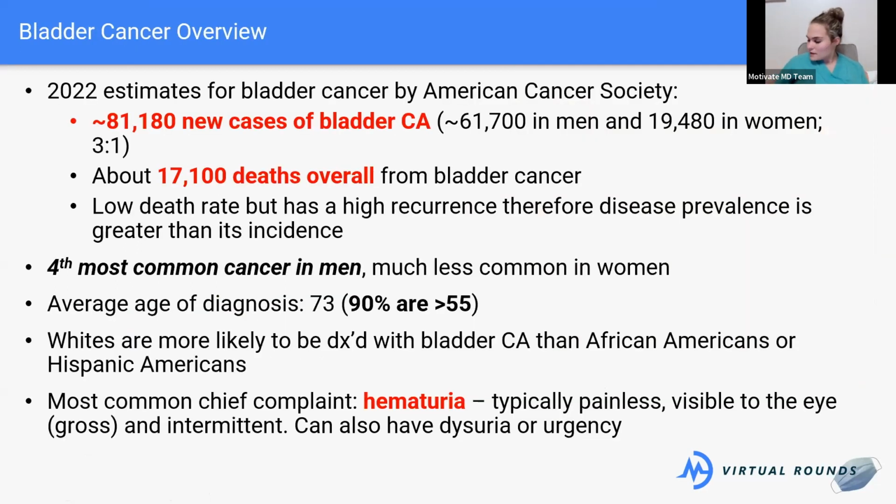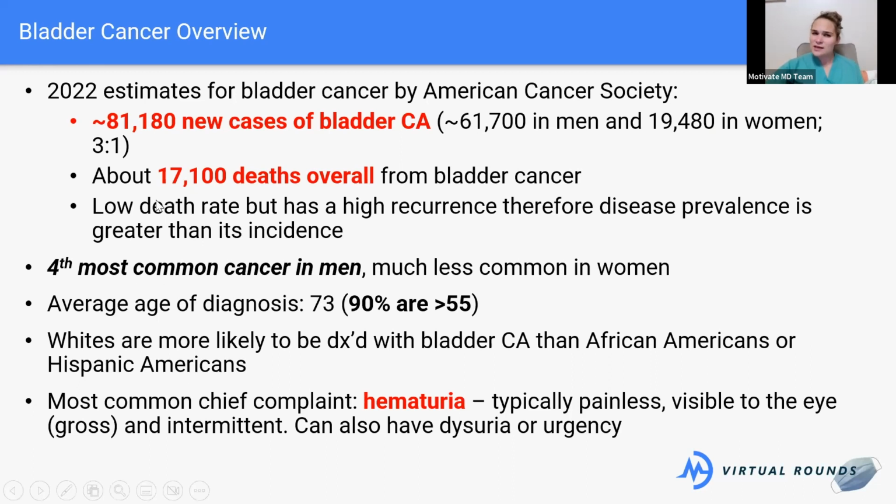So just an overview, learning points for bladder cancer. Bladder cancer is more common in men than women. I thought that was interesting. I didn't know that until I was learning about this. The average age is 73. 90% of people are greater than 55. So again, our guy was like 59, I think.